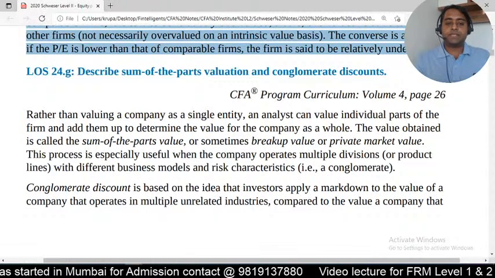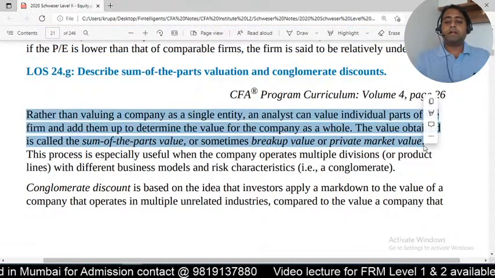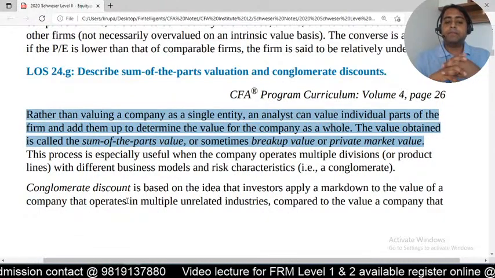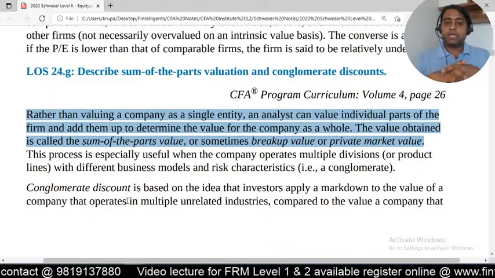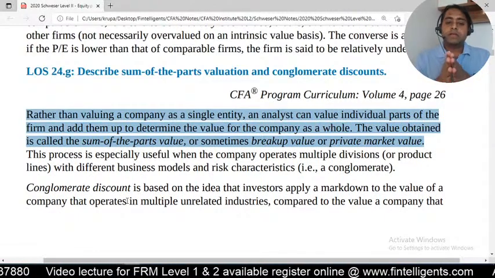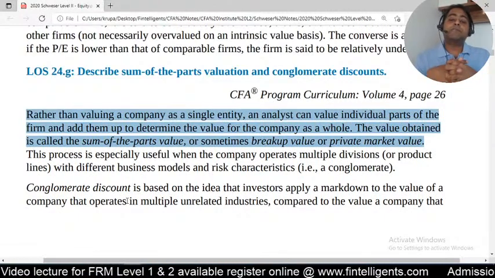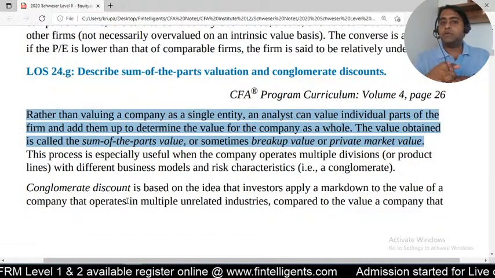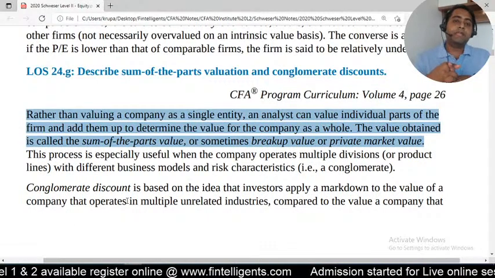Let us start with the first section. Read this part, the first three lines. If you don't sell the company, you take the individual parts of the company and you try to add them up, right? That is called the sum of the parts value, or also called the breakup value.